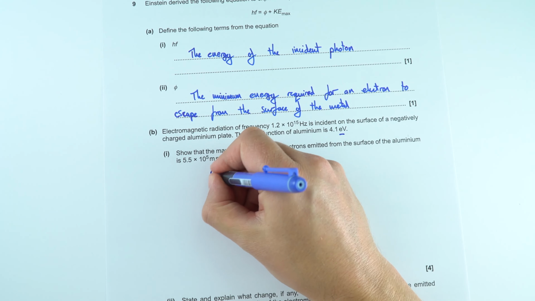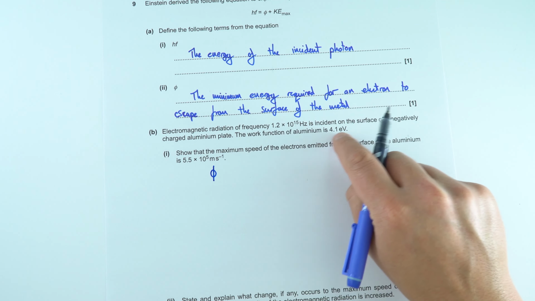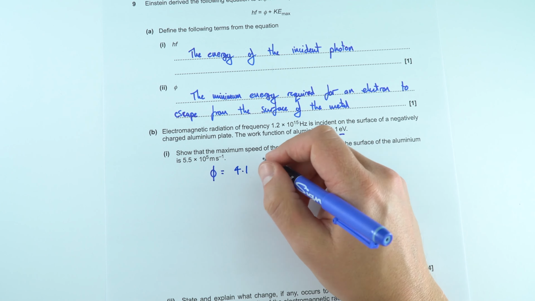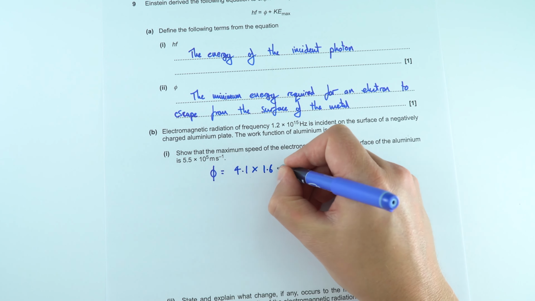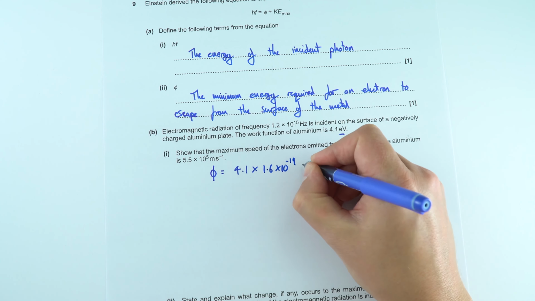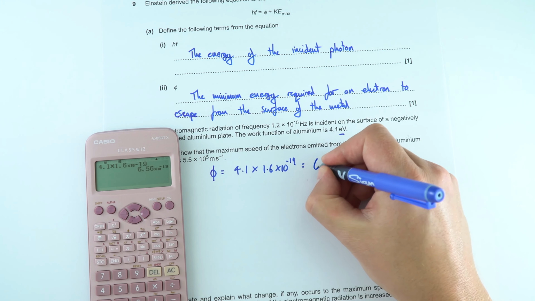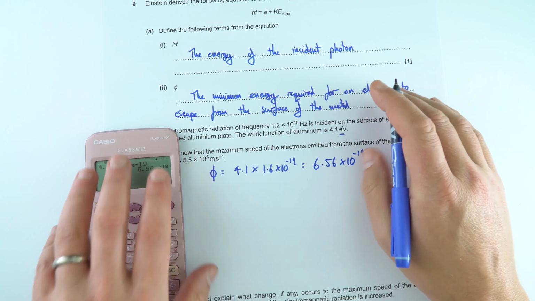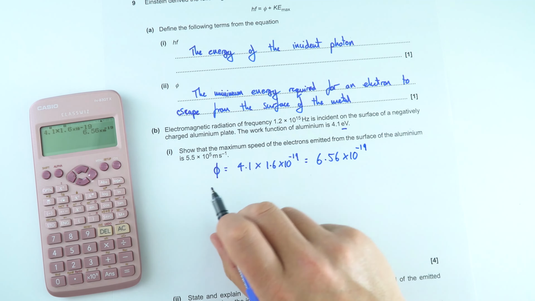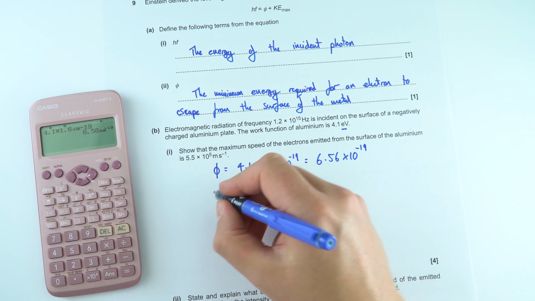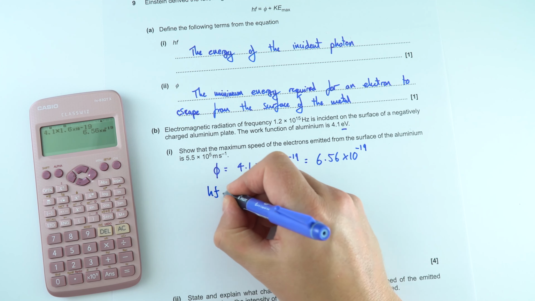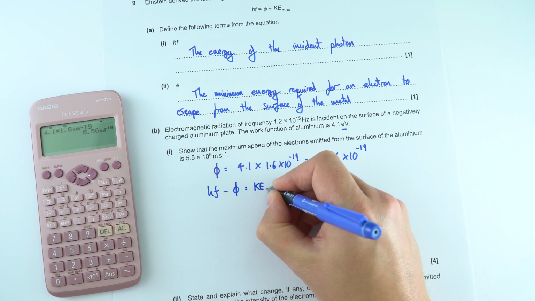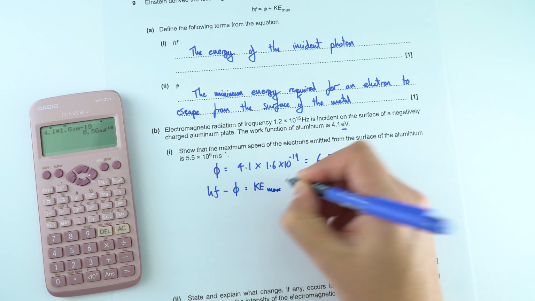The first thing I'm going to do is convert the work function from electron volts into joules. So 4.1 electron volts, we're going to multiply this by 1.6 times 10 to the minus 19 to get it into joules. And that's a value of 6.56 times 10 to the minus 19. Now, we're going to look at the kinetic energy, and what we can say is that HF minus the work function is going to be equal to the maximum kinetic energy, which is what we're trying to calculate.